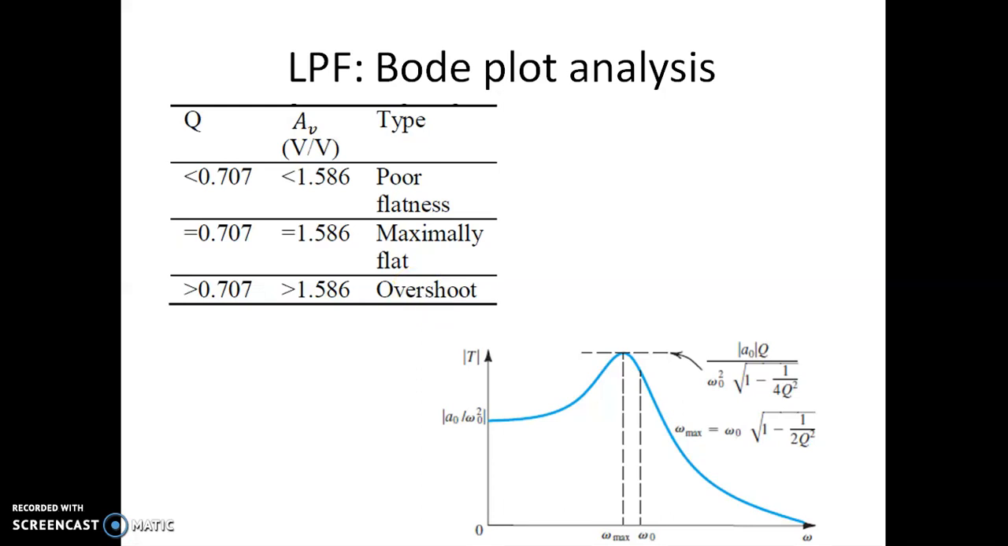Hope you enjoyed seeing this analysis of the Bode plot for a second order low pass filter by changing the gain, and seeing how the flatness of the frequency response of the low pass filter changes depending on the value of AV, because this value of AV will change the value of Q. As the value of Q changes, the pole position changes. If the pole position changes, naturally the frequency response will be slightly different and it will overshoot for values more than 1.56. Thank you.